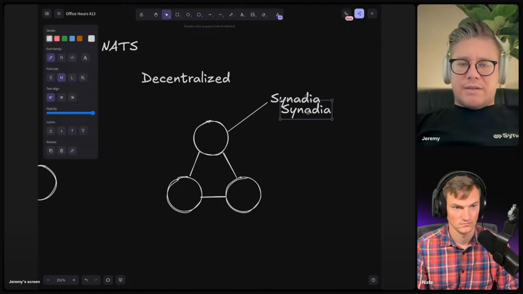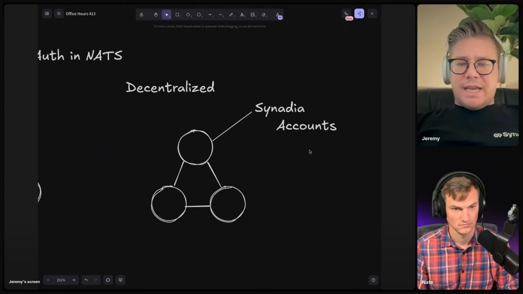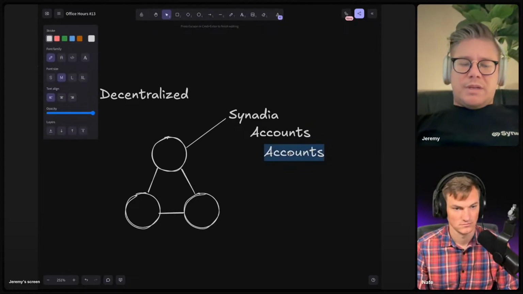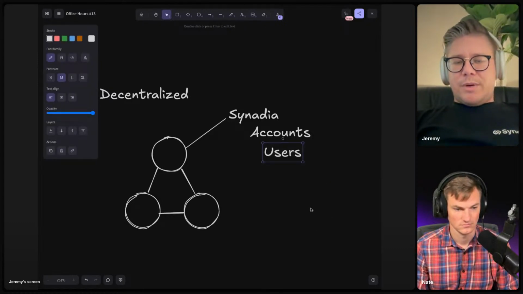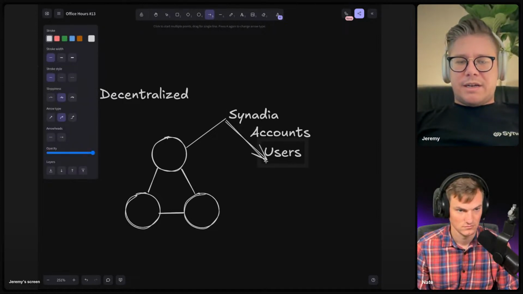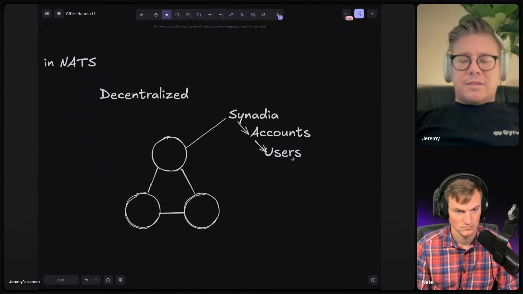Accounts act as those tenants, which could be you, Nate, or me, or my company, or my organization, or my team. And then users are those client applications that exist here. But the cool part about this whole decentralized auth is it's really a delegative flow, right? Where Synadia, the operator, delegates all of the user stuff to the various accounts, and it goes down that way.